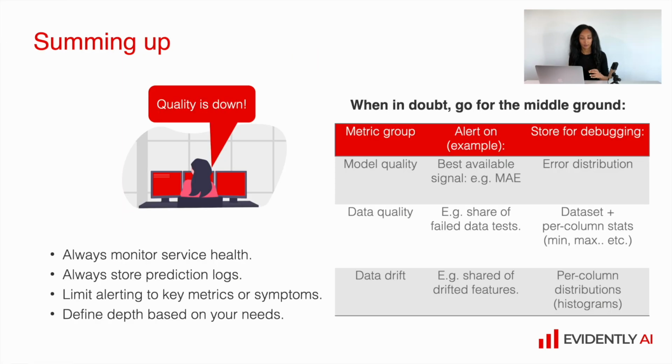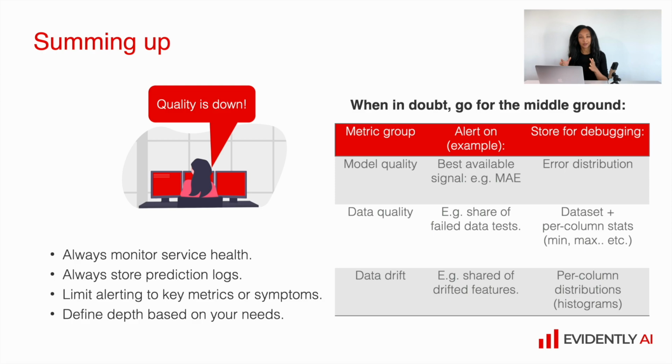Well, to sum up, we always start building our monitoring from service health. Service health is a must for production models. Then we need to make sure that we store prediction logs. It can be part of our event logs or just predictions if you work with a batch model, right? We might limit our alerting to key metrics and symptoms because it already solves the majority of issues. And we can define the depth of monitoring based on our needs. When we are in doubt, we can go for the middle ground. For example, select a limited number of metric types like model quality, data quality, and data drift, and build your alerting system only on top of a few metrics.